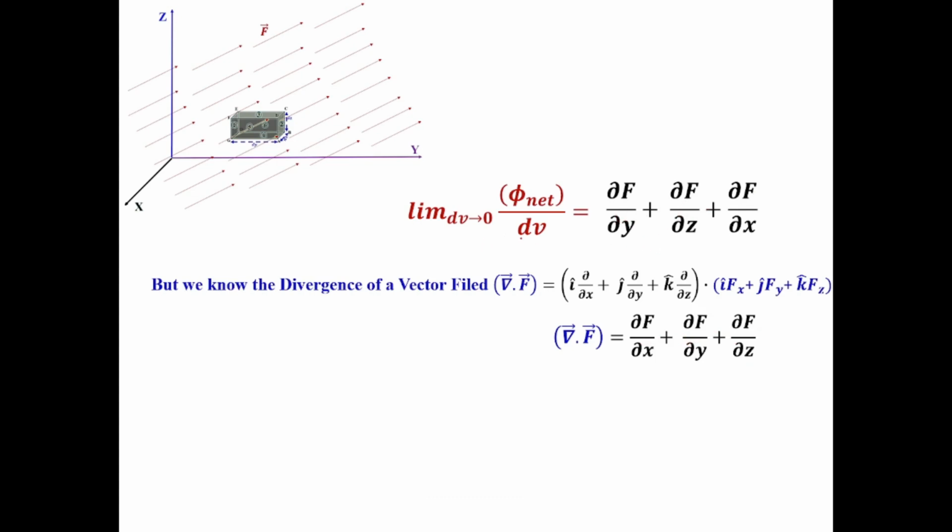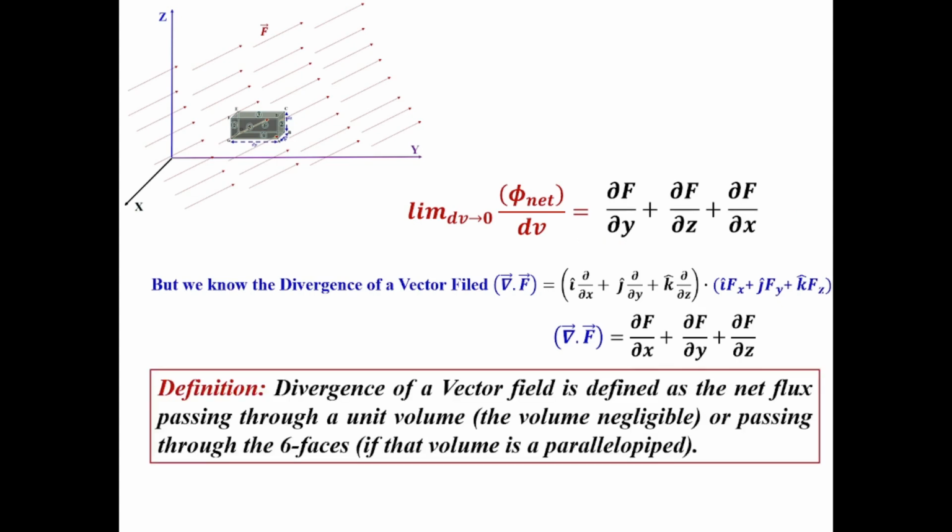Here this is the meaning that the net flux passing through unit volume, when the unit volume tends to zero. So the definition will be: divergence of a vector field is defined as the net flux passing through a unit volume where the unit volume is negligibly small or tends to zero.